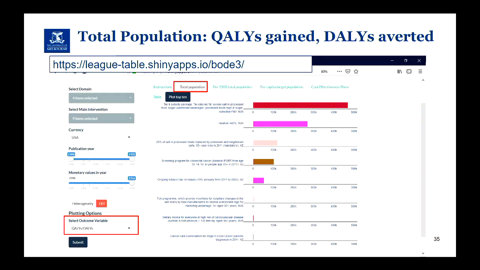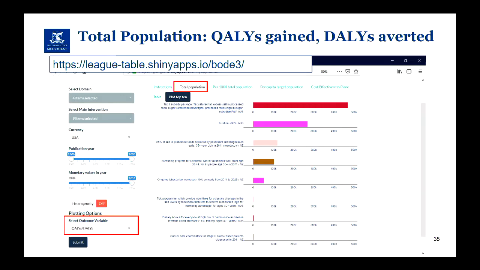And so these are the same ones. So taxation on tobacco, they're colour-coded, that's pink for a tobacco intervention. 25% of salt and processed foods. Now this is an unfair comparison. That's New Zealand, that's an Australian one. There's a key difference between Australia and New Zealand. You guys have 6 times as many people as us, and this is the total QALYs.